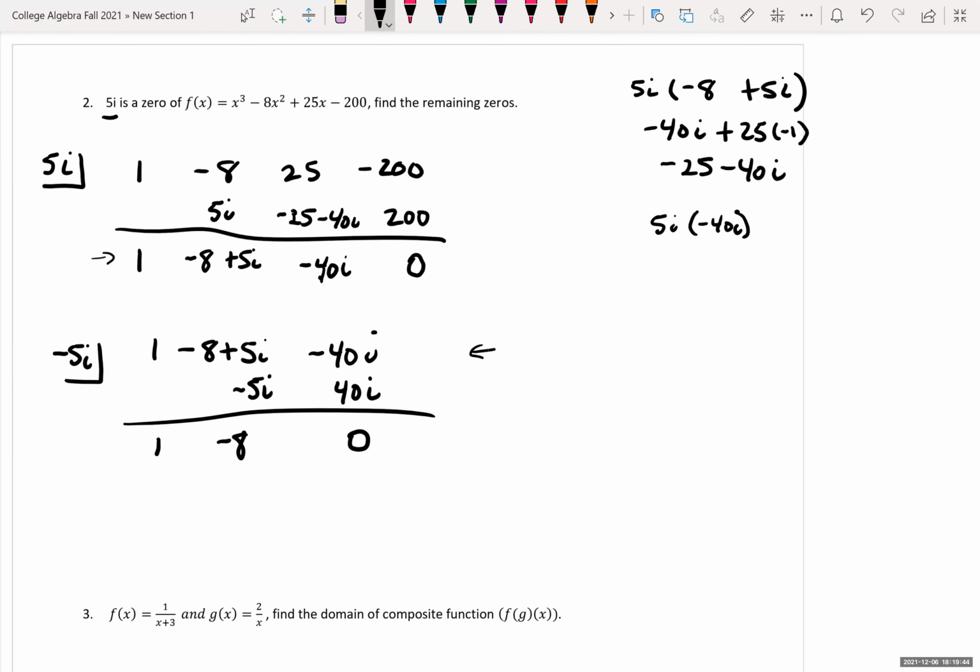This time we had a quadratic. This time we have a linear function. And so this is x minus 8. So we're looking at when is x minus 8 equal to 0? And this is when x is equal to 8. So our remaining zeros are negative 5i and 8.